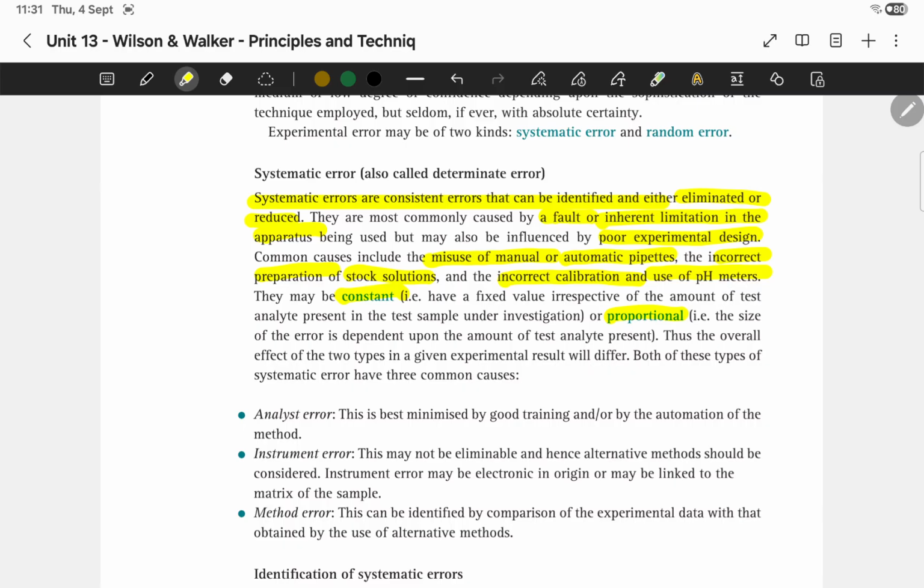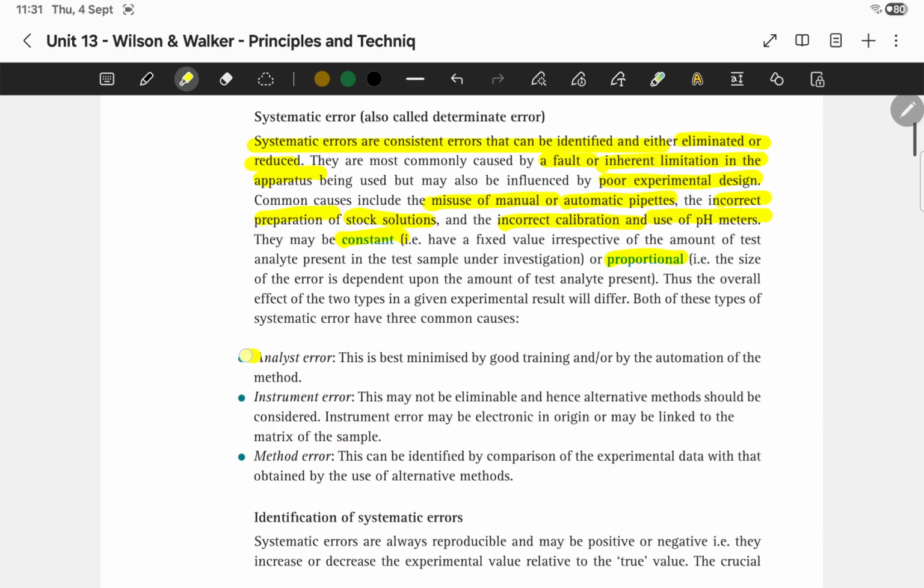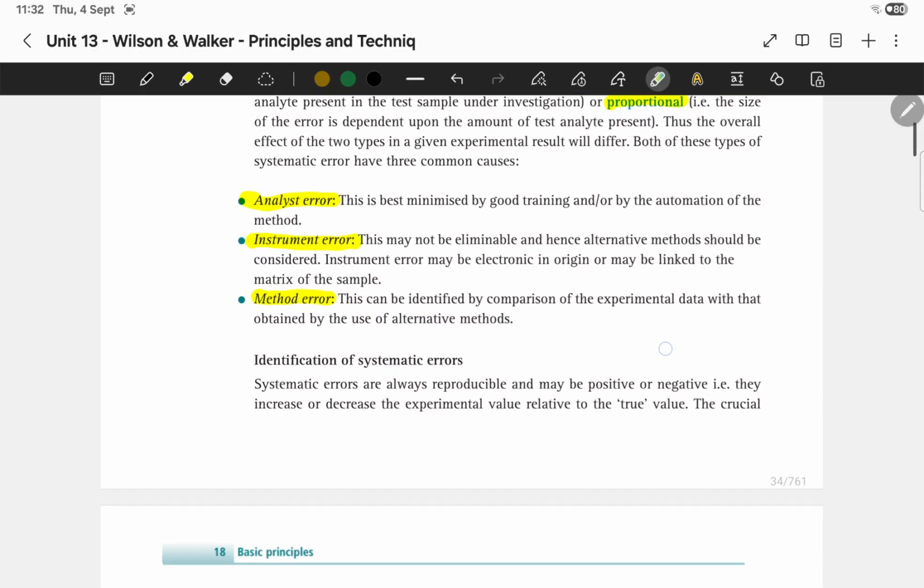Both of these types of systematic error have three common causes: analyst error, instrument error, and method error. Analyst error is best minimized by good training and/or by automation of the method. Instrument error may not be eliminable, and hence an alternative method should be considered. It may be electronic in origin or may be linked to the matrix of the sample. Method error can be identified by comparison of the experimental data with that obtained by the use of alternative methods.